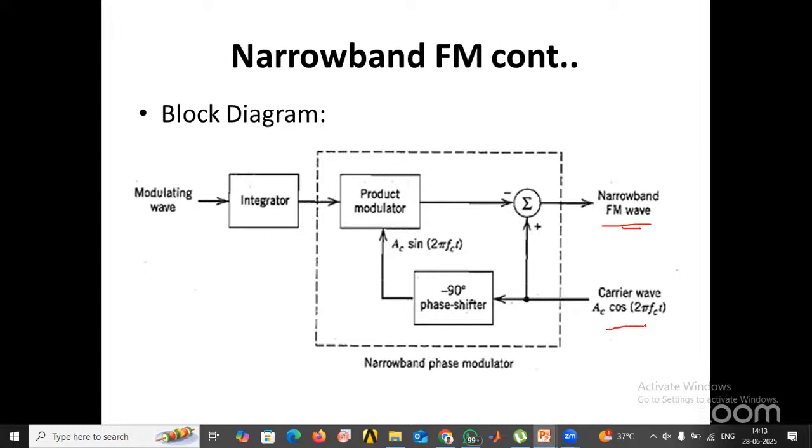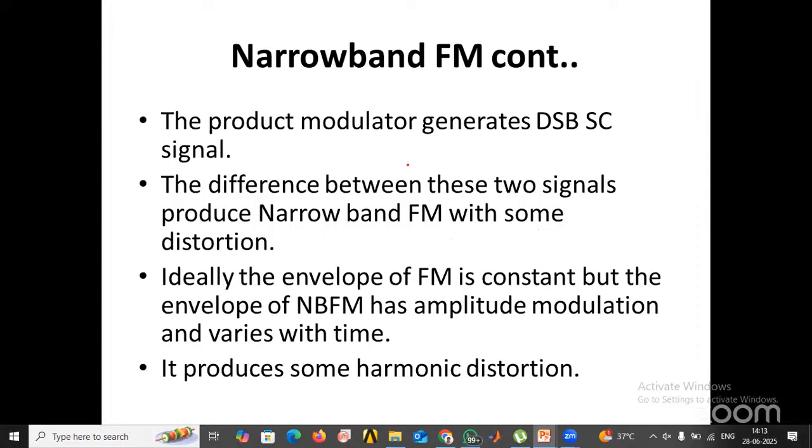Here the cos function is given, and it has to be converted into sin, so a minus 90 degree shift of the cos gives us sin. The input already is sin. So sin omega_m t and sin omega_C t get multiplied, and they are subtracted or added, and we have narrowband FM. This is the block diagram of narrowband FM.